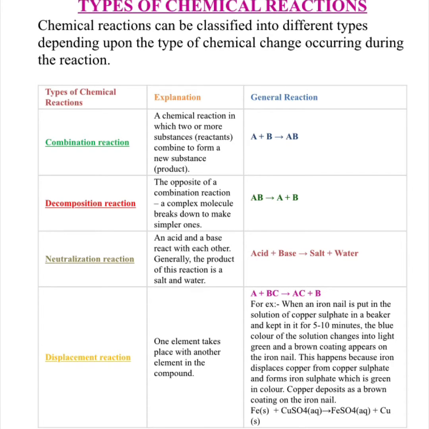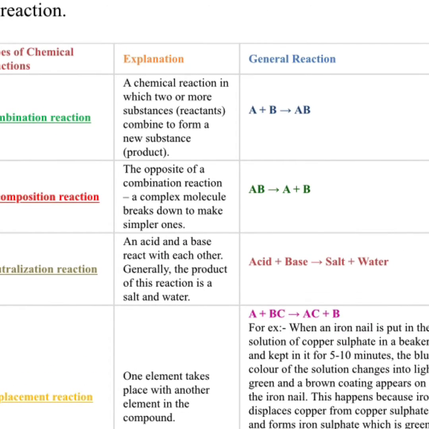AB splits into A plus B. The opposite of a combination reaction is decomposition reaction. In this reaction, a complex molecule breaks down to make simpler ones.